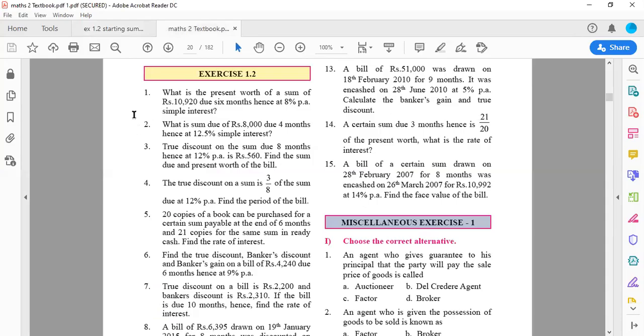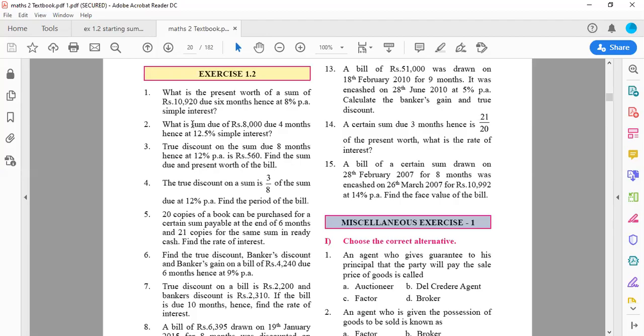Okay. Coming to sum number 2. What is the sum due of rupees 8,000 due 4 months hence at 12.5% simple interest? Now I am giving you all 2 minutes to observe and see what you have to find and which formula you will use.